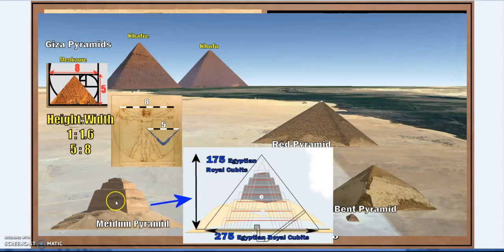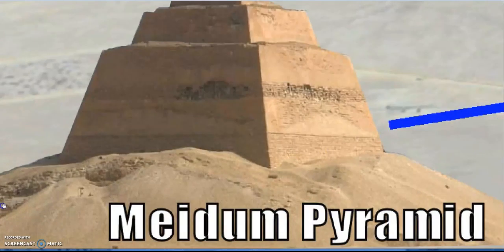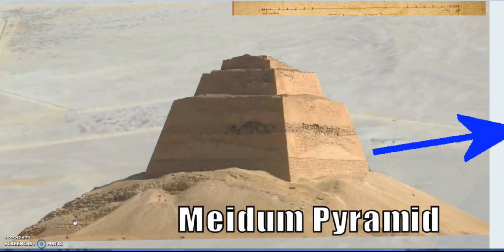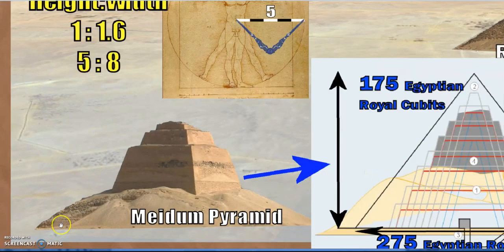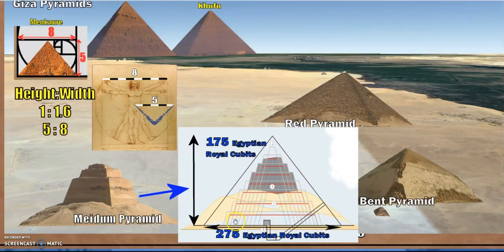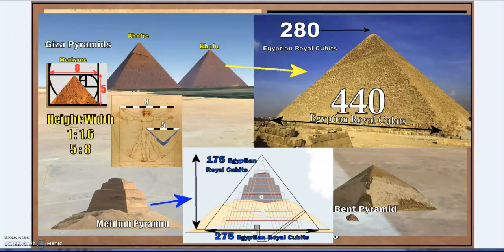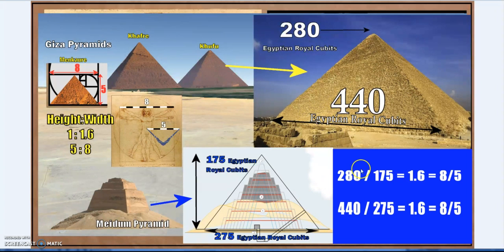That is 107 based on, so there are portions left, so we still know the slope angle. Matthew Flinders Petrie was one of those to survey it. So we have a very good idea of what the height to the base is. So it was 175 Egyptian royal cubits high, and 275 Egyptian royal cubits wide. The Great Pyramid is 280 Egyptian royal cubits high and 440 Egyptian royal cubits wide.